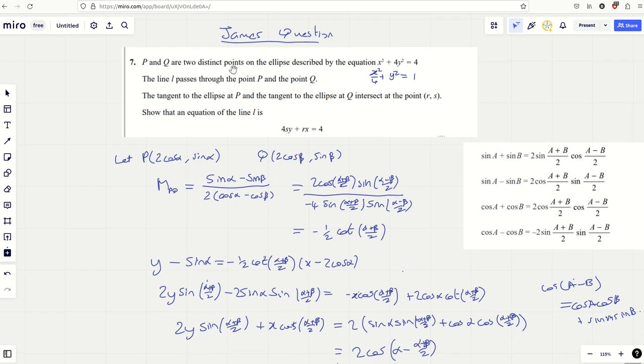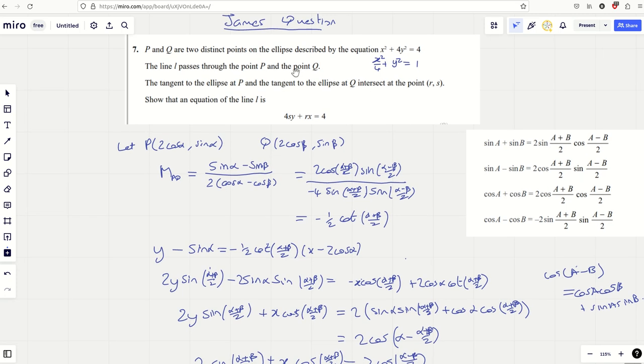Okay, so we've got P and Q, 2 distinct points on the ellipse. So turn it into more of the format which it's in the formula book, and then we can see that P is 2 cos alpha sine alpha, and Q, which is a different point, I'm going to call 2 cos beta sine beta.